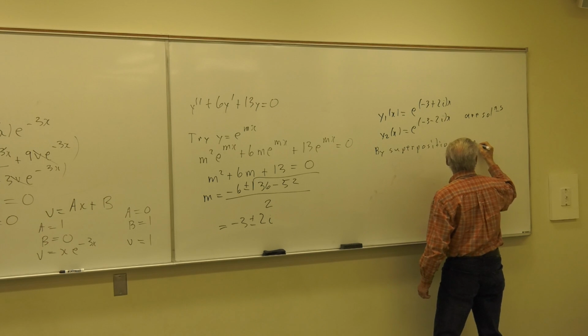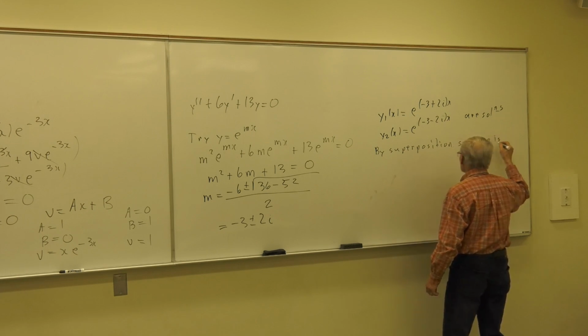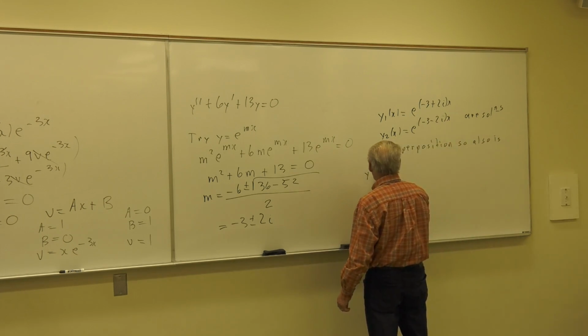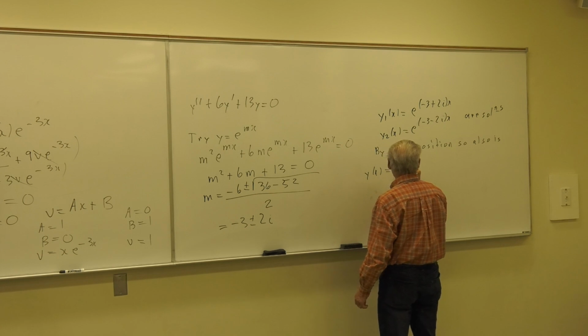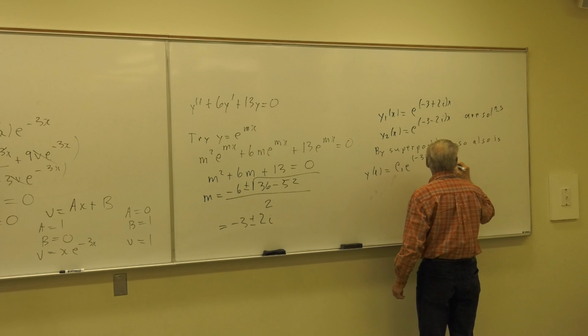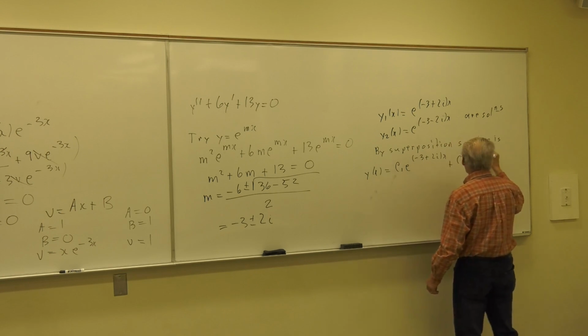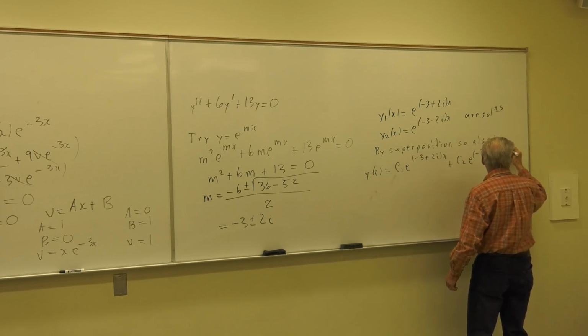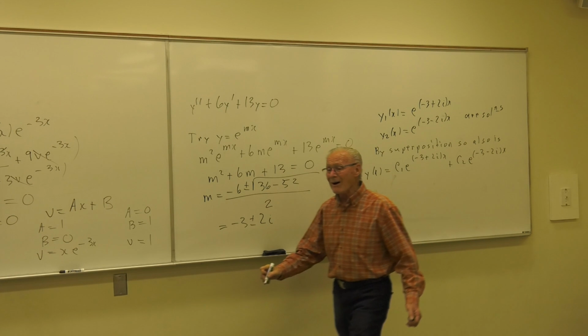so also is the function y of x being some constant times the first one plus some constant times the second one. But again, it's complex.